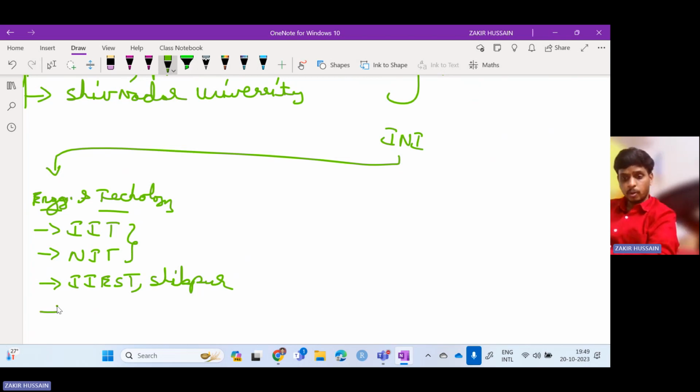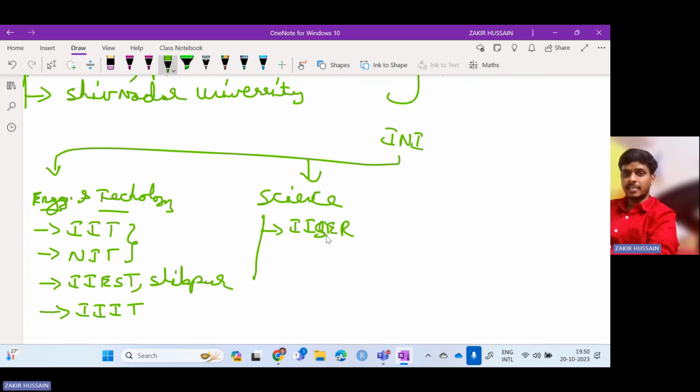Then we have the most popular triple ITs, Indian Institutes of Information Technology. So that is the first category. Then the next category is science. Among the science category, we have institutes like IISER, the Indian Institutes of Science Education and Research. Then we have NISERs, National Institute of Science Education and Research. That is the second classification. Among the Institutes of National Importance, the third category we can give for architecture.